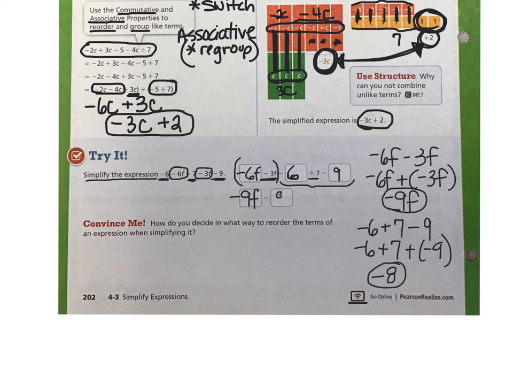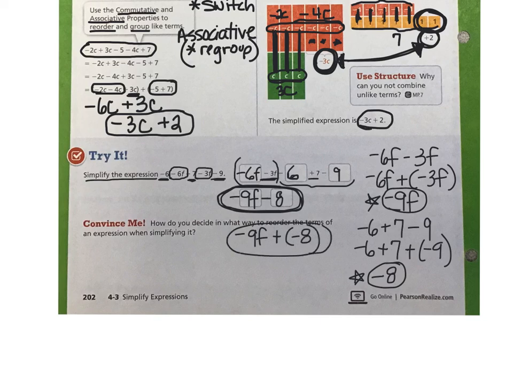So that means the 8 is being subtracted. So our two terms that are left are negative 9f and negative 8. And we put those together to make negative 9f minus 8. We could also write that as negative 9f plus negative 8, and that would also be a correct way of showing it.